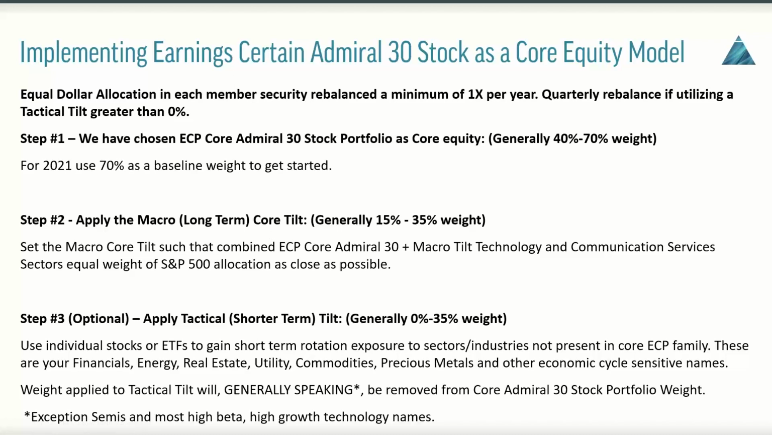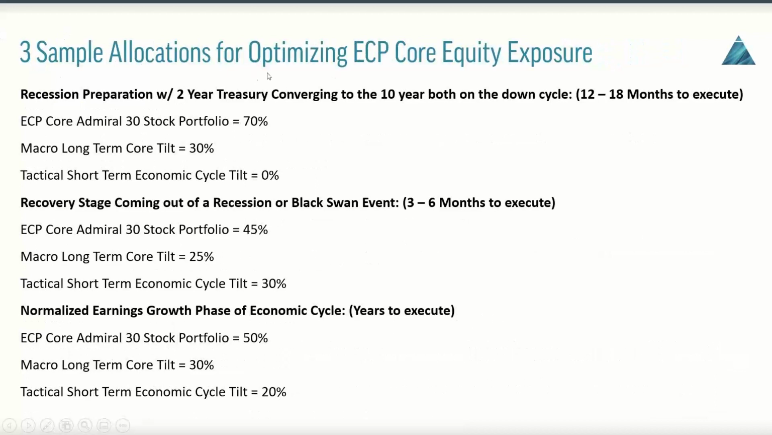Okay, so if you want to take on a little bit more risk, raise the beta up a little bit higher, then obviously you're going to apply even a larger macro long-term tilt potentially, or supplement that with tactical shorter-term tilt. And so what we'll do is we'll take a look at 3 sample allocations for basically trying to optimize this through a business cycle.